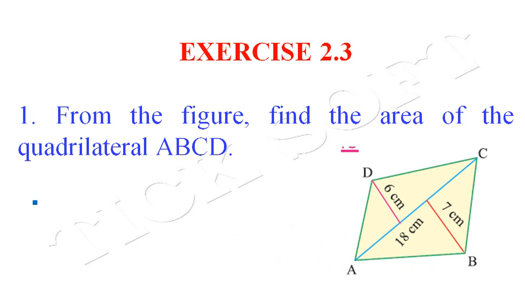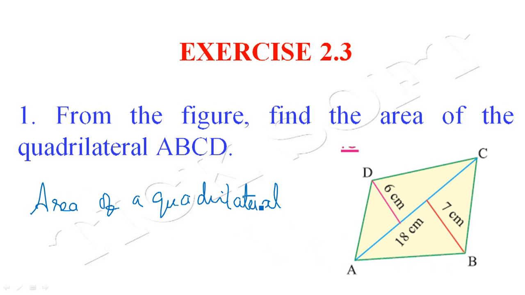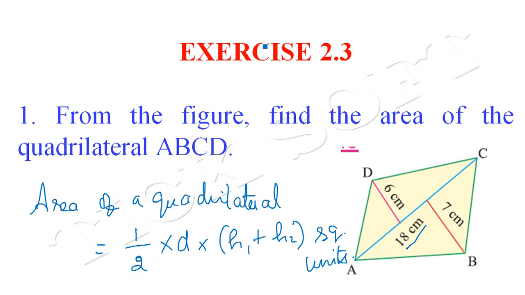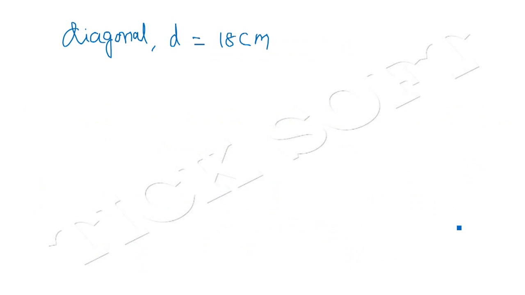Before that, we are going to write down the formula for finding the area of a quadrilateral. So, the area of a quadrilateral will be equal to half into D into H1 plus H2 square unit. And here we know that the value of D is 18 centimeter, that is, the diagonal's length is 18 centimeter. And after that, we have the perpendiculars from the opposite vertices to the diagonal. So, they are 6 centimeter and 7 centimeter. This means the value of H1 is 6 centimeter and the value of H2 is 7 centimeter.